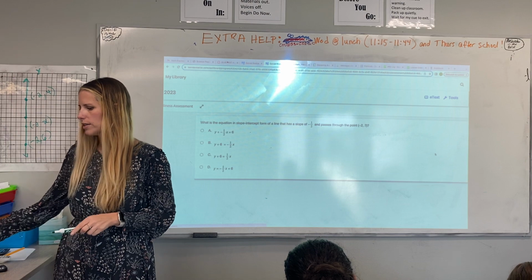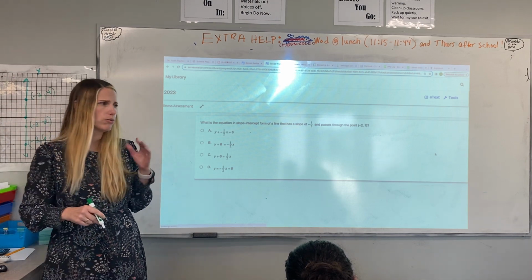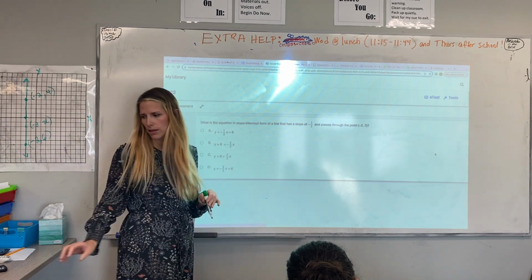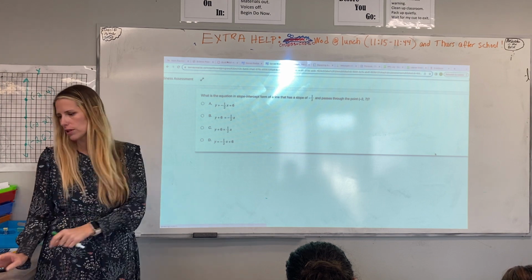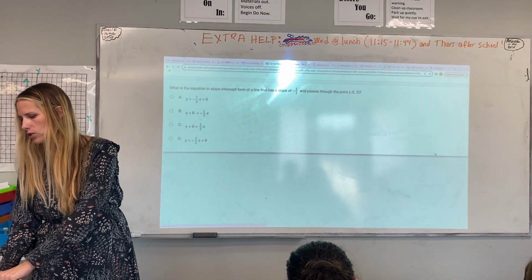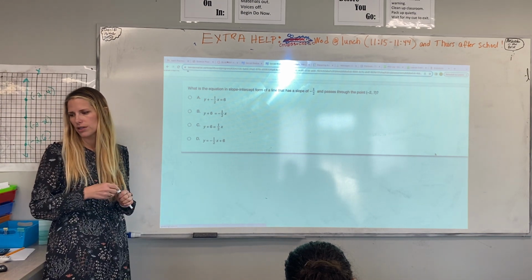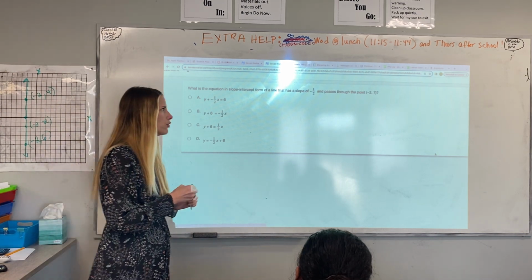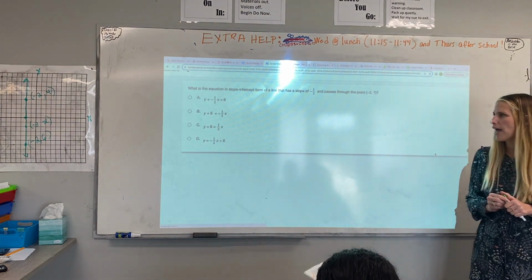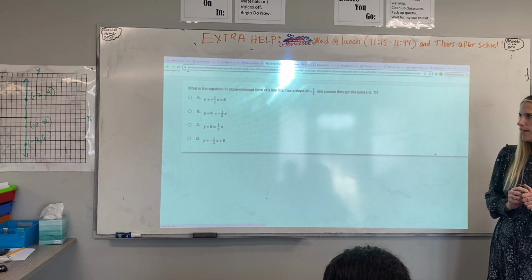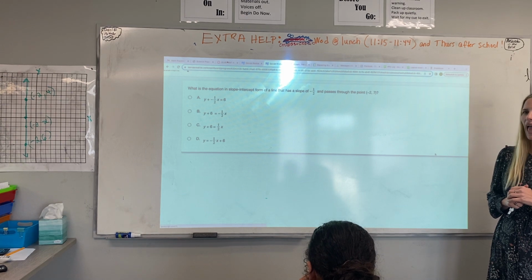Okay, what is the equation in slope-intercept form? We had a lesson on this. We had a lot of homework questions on this. What is the equation of the line in slope-intercept form that has a slope of -1/2 and passes through the point -2, 7? Can anybody tell me how you can get the answer to that question without doing anything?